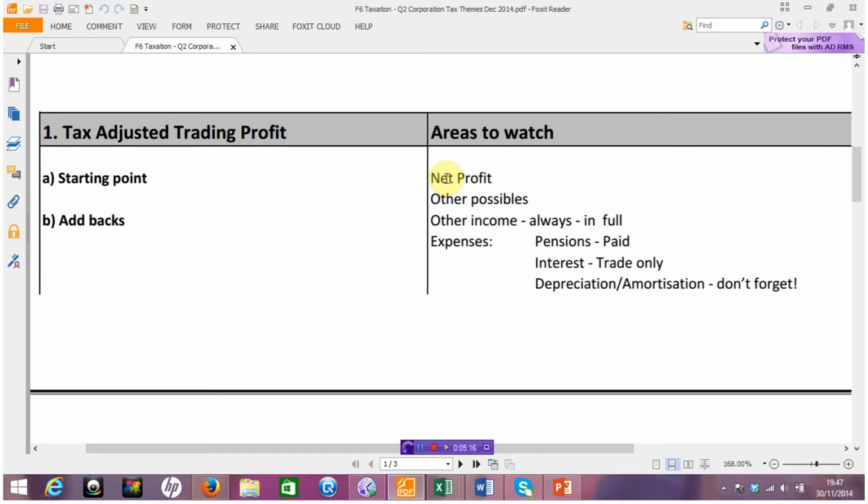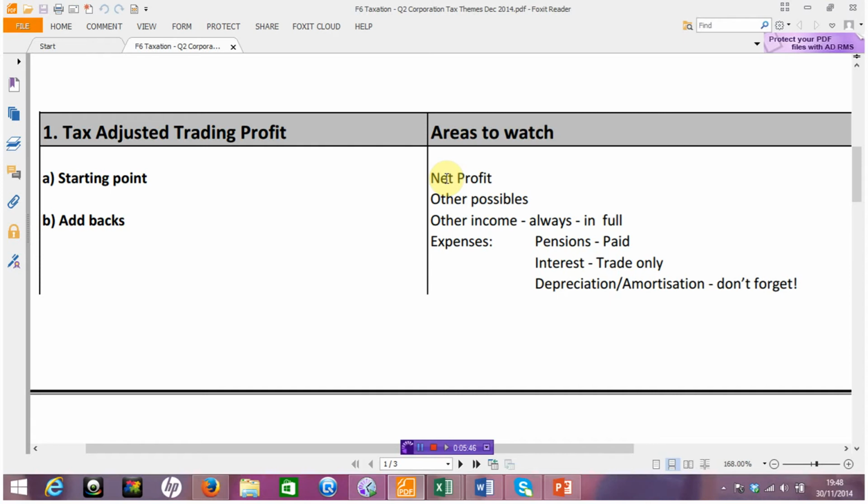We'll be presented with a mini trading and profit and loss account, and we'll just have to find the net profit. But be careful there, because it may well be that the examiner doesn't present it to you on a plate, or that you may be inclined to pick up the wrong figure. Do bear in mind the examiner could start with a net loss and recognize how that would reverse the entries in our add backs if we're starting from a loss position.